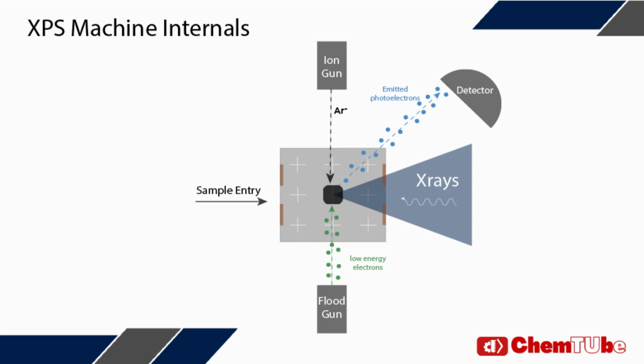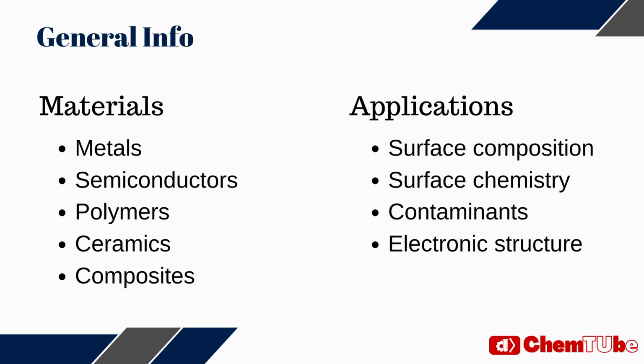The X-rays are focused onto the sample where they interact with the electrons in the outermost layer of the material. The electrons that are emitted from the sample surface are then collected and analyzed by the electron detector, which separates the electrons based on their kinetic energy. The kinetic energy of the emitted electrons is related to the binding energy of the corresponding electron energy levels in the sample. XPS can be used to analyze a wide range of materials, including metals, semiconductors, polymers, ceramics, and composites.